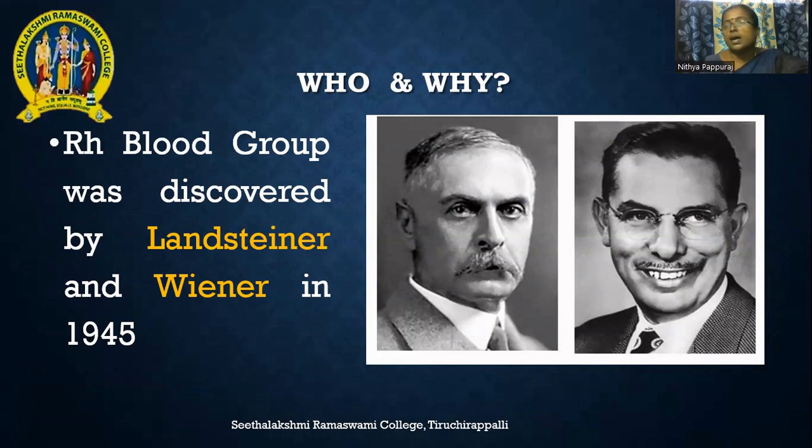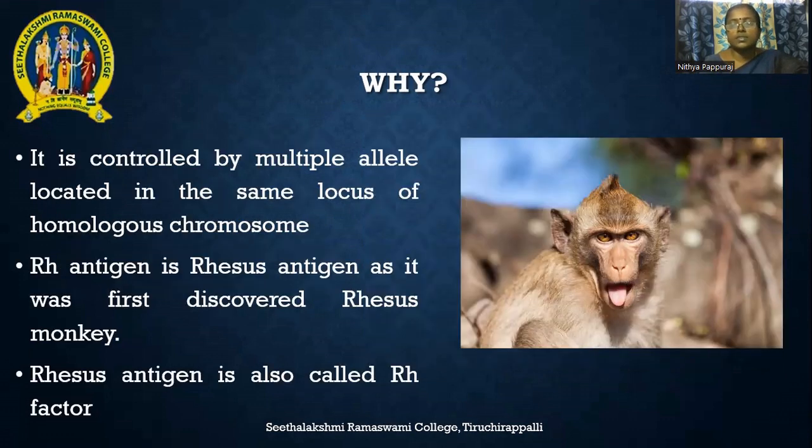And why is it called so? The Rh blood group was discovered by Landsteiner and Wiener in 1945. They gave this name only because this antigen was first discovered in the rhesus monkey. That's why it is called the rhesus antigen. The Rh antigen is otherwise called the rhesus antigen, and the rhesus antigen is also called the Rh factor.